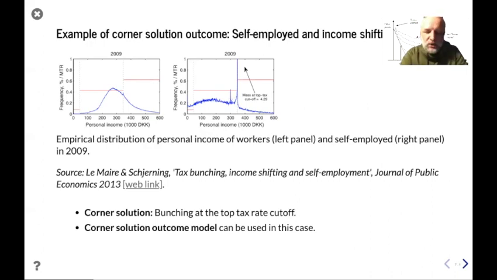Okay, so here you have this bunching at, or mass point at, the top tax threshold, and you can use some kind of corner solution outcome model. Well, you'll not really just use the Tobit model I'm going to show you straight up. You have to modify it a little bit, but the idea is the same. That's a mass point. Okay?